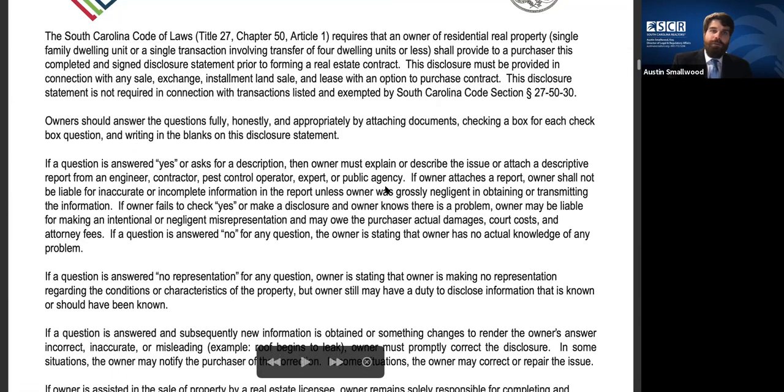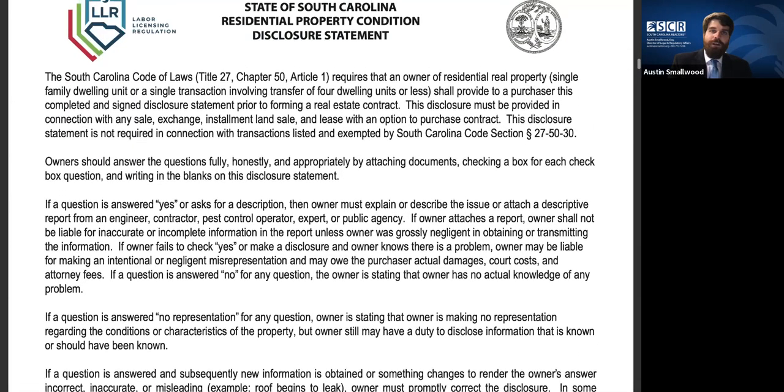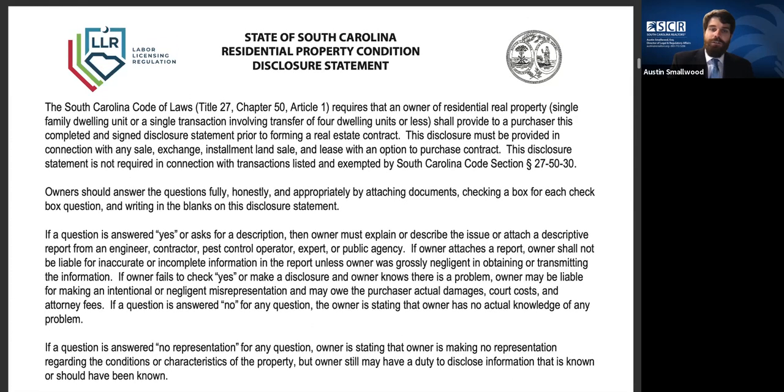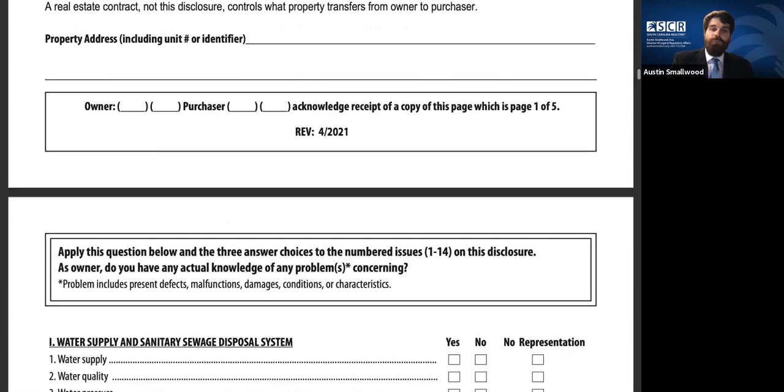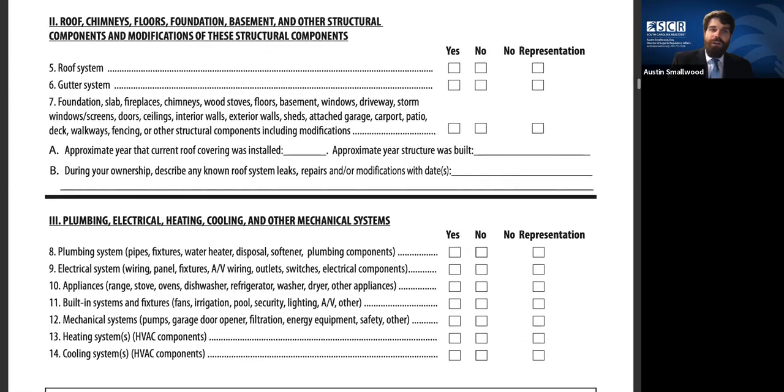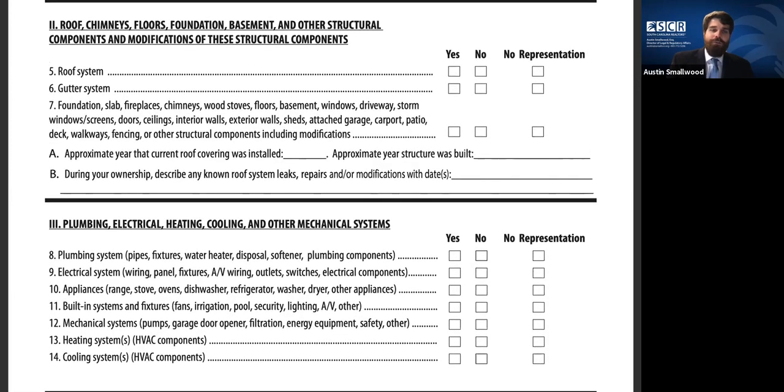The disclosure statement, there was one change that was made to this form. This becomes effective May the 1st. This involves roofs. So this is a change that we had members bring to us, and the commission took this into consideration. So previously, the version of this question essentially asked what was the approximate year that the current roof covering was installed or modified.